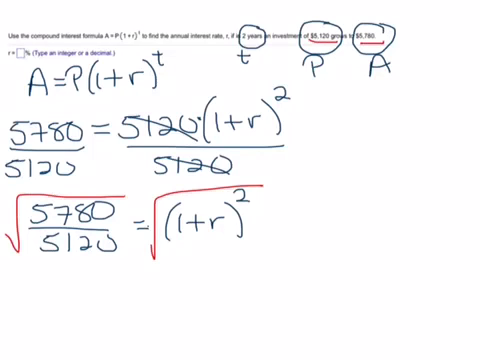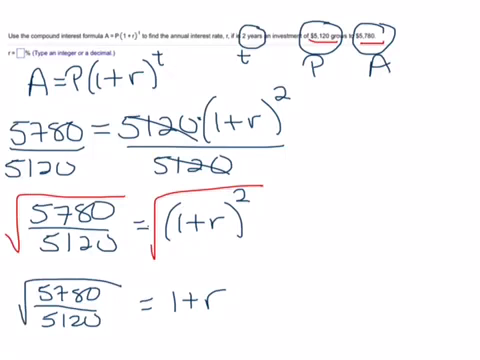Okay, so what we are left with right now is the square root of 5,780 divided by 5,120 is equal to 1 plus R. Okay, now I think we're ready to go to our calculators and do that division and then the square root. When I calculate 5,780 divided by 5,120, I got 1.12, and when I square rooted that, I got 1.0625. And that was equal to 1 plus R.